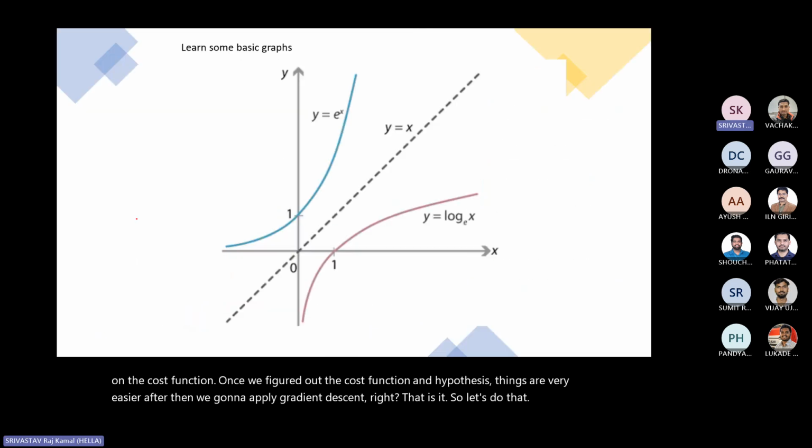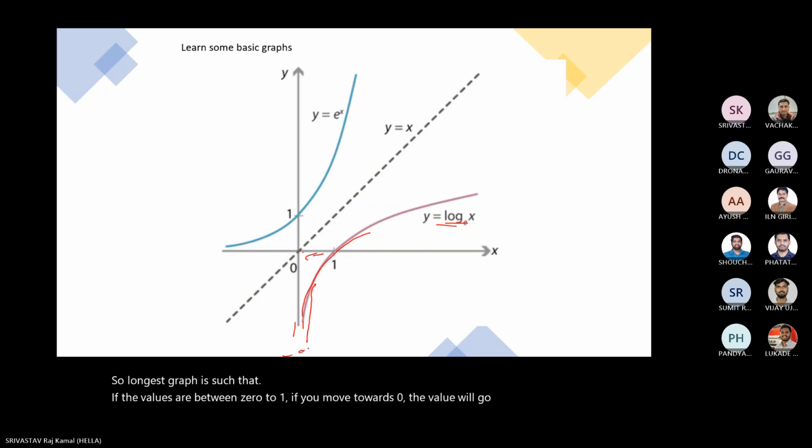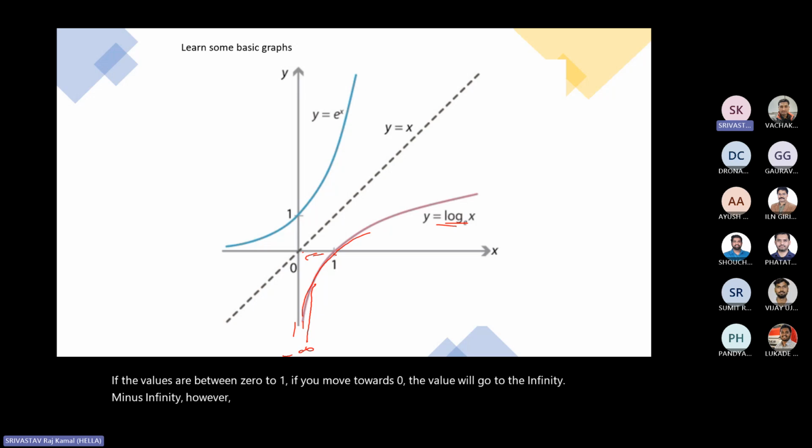Okay, before that, and some normal graphs, I want to take you here. This is our y equals log x graph. So the log x graph is such that if the values are between 0 and 1, as you move towards 0, the value will go to minus infinity. However, if you move to x values greater than 1, it will keep on going this way, right? This is the log x graph.